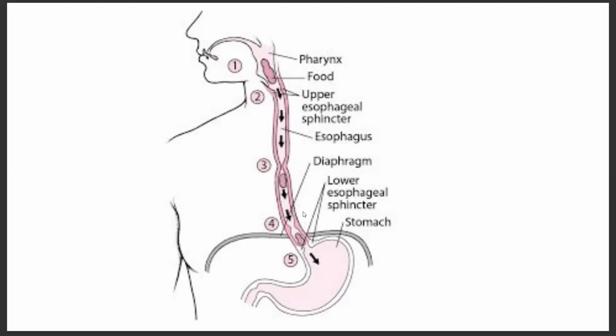Now, if we take the upper part of the esophagus, it has skeletal muscles. The lower part has smooth muscles. The upper part helps in swallowing. Smooth muscles are involved in something called peristalsis. Peristalsis means an alternating wave of rhythmic contraction and relaxation of smooth muscles lining the esophagus.